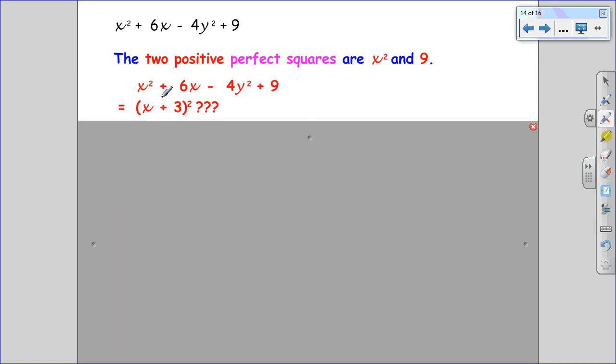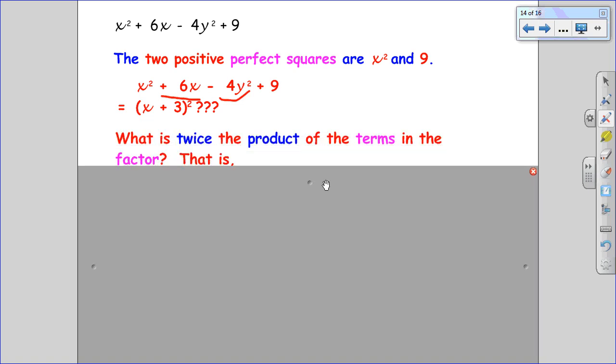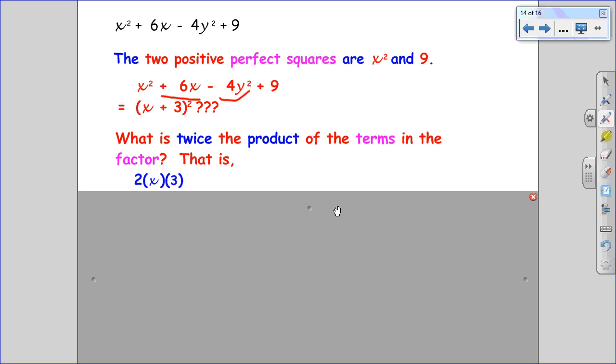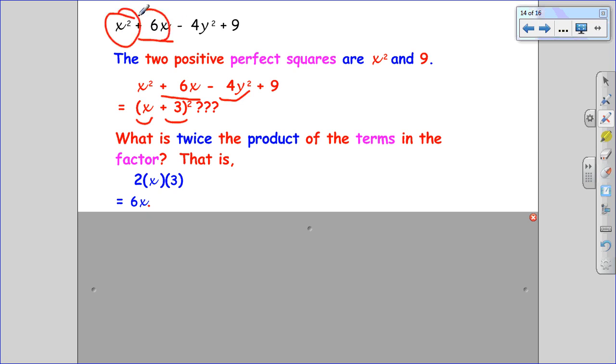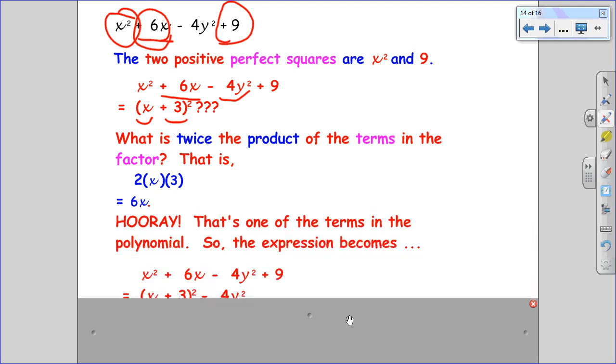Now the problem is I haven't used the 6x, and I haven't used the minus 4y squared. So where do I go? Oh, wait, I haven't proved it's a positive perfect square because I do have to end up with a middle term, right? So I need to consider what twice the product of the terms in the factor is. So in this case, it's 2 times x times positive 3. Well, that is 6x. Oh, that's this term here, this 6x. So I've used it. I've used my x squared, I've used my plus 6x, I've used my plus 9, and the only thing I have left is my negative 4y squared.